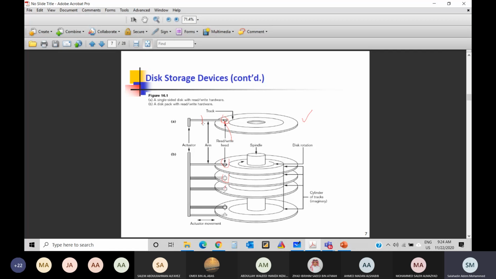So we call this one an arm. Each arm contains a hidden read and write head. This is another arm, another arm, another arm, another arm, another arm. So if I have 10 CDs, then I will have at least 10 arms. And if they are double-sided, they will be 20 arms. Is this clear, guys, or not?